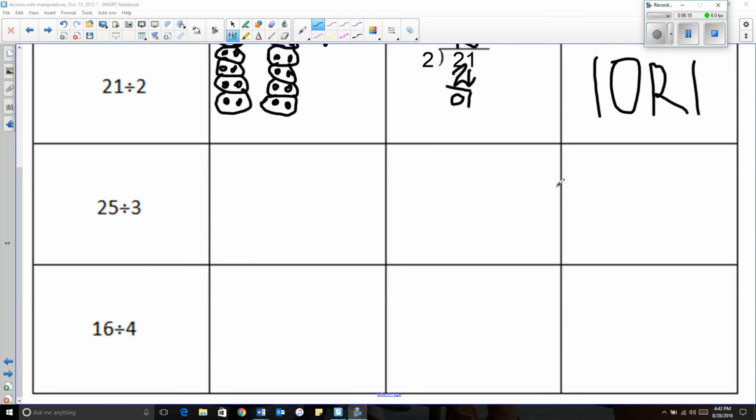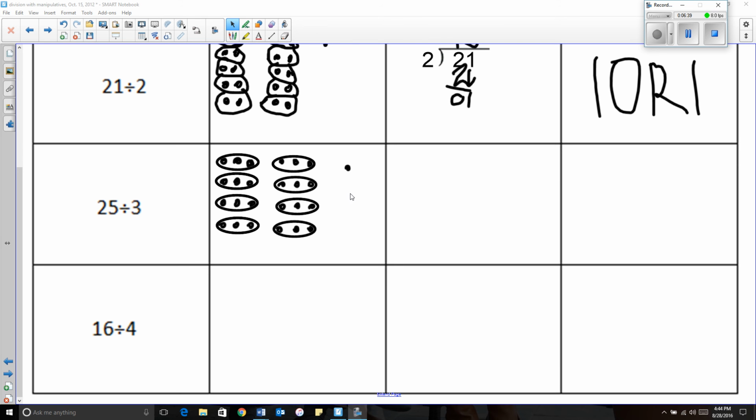So next up we're going to do 25 divided by 3. So right now go ahead and pull out 25 blocks, put them into groups of 3. Then I want you to draw on your paper in this portion right here your dot picture, making sure to circle your groups of 3. Now go ahead and pause the video, do that, and then check and see if you got your picture correct.